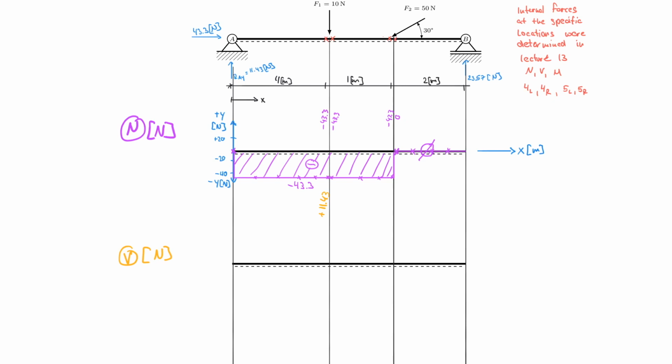I'm going to bring over the next value, which was plus 1.43. And then I had a value of still plus 1.43, and then I had a value of negative 23.57. So negative 23.57. Now let's think about how we graph this.